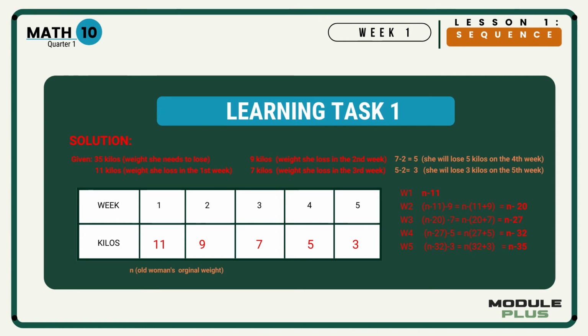Because of this, we can find out her weight for each week. For week 1, her weight is N minus 11. For week 2, her weight is N minus 20. For week 3, her weight is N minus 27. For week 4, her weight is N minus 32. And lastly, for week 5, her weight is N minus 35. Remember that N is her original weight.